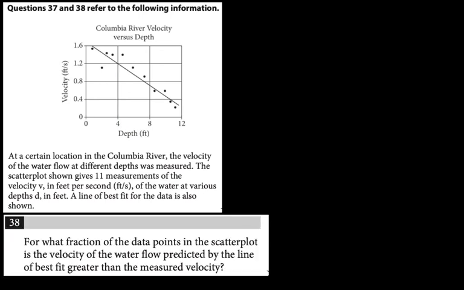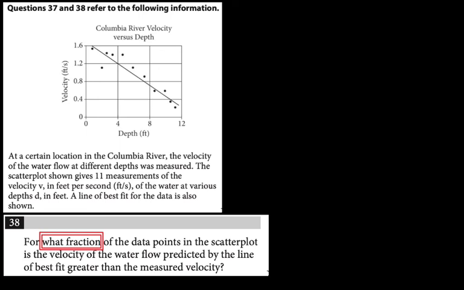Because the next one, I would almost certainly get wrong if I was rushing through the exam. So, for what fraction of the data points? We answered a question very similar to this before, but it wasn't about the fraction. It was just about the total. And my mind likes to latch on and think it's the same question. It's not the same question. This is: what fraction of the data points in the scatter plot is the velocity of the water flow predicted by the line of best fit greater than the measured velocity?